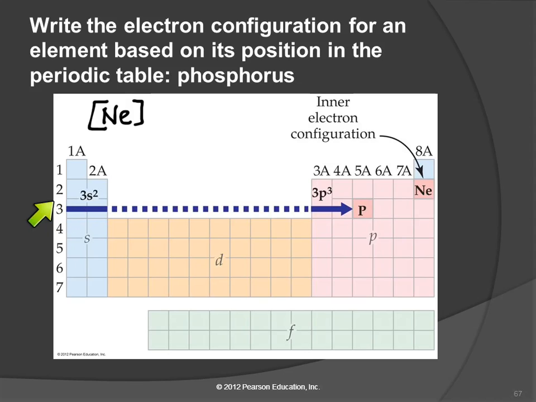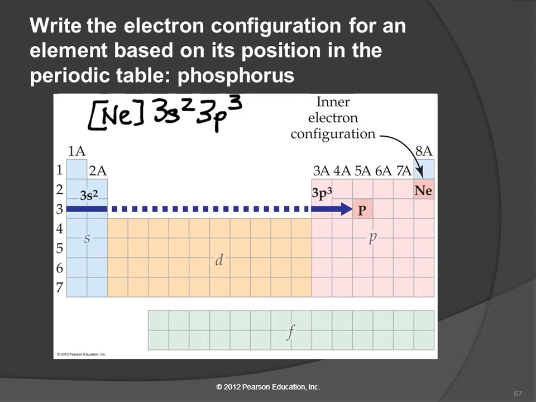Well, this is the 3rd level. There's S. There's 2 there, so that's 3S2. And then over here, this is 3P, 1, 2, 3. So 3S2, 3P3. That's the electron configuration. And that's how you can do it just looking at the periodic table.